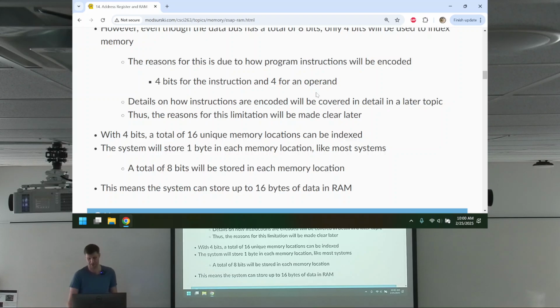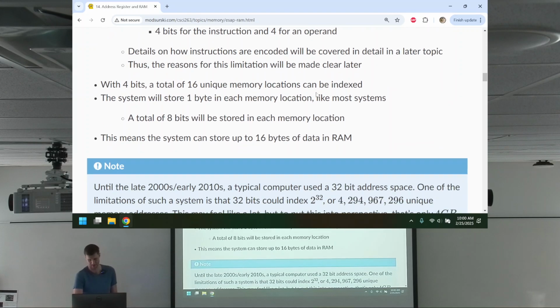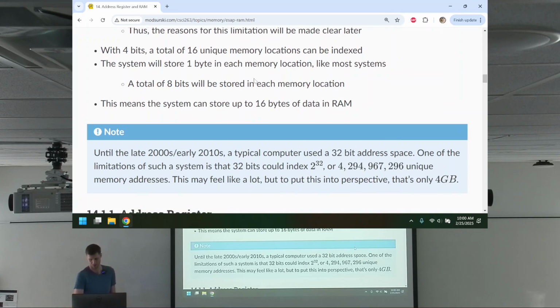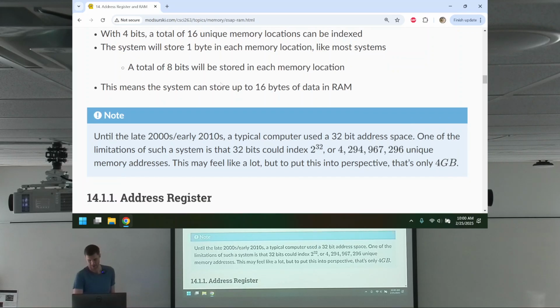So with 4 bits, a total of 16 unique memory locations can be indexed. The system will store 1 byte in each memory address, like most systems. A total of 8 bits will be stored in each. This means the system can store up to 16 bytes of data in RAM.